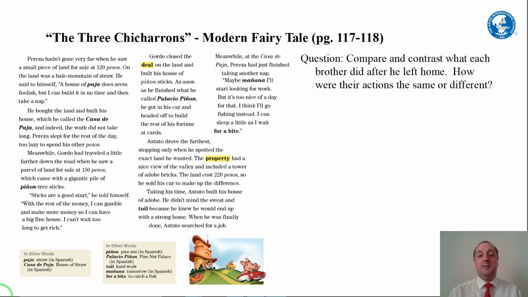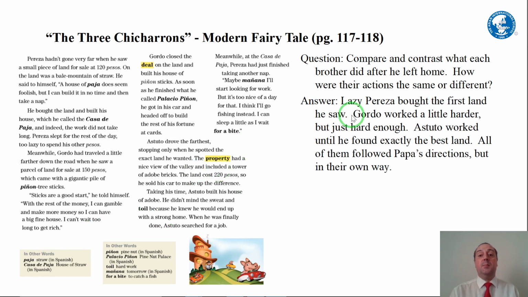Okay, here's my answer. So, lazy Pereza, he bought the first land he saw. He's lazy. He saw something, he bought it. Gordo worked a little harder, but just hard enough. Not very hard. Astuto worked until he found exactly the best land that he wanted. All of them followed Papa's directions. They went out and they bought a house, okay? But they all did it in their own way because they are different characters. So they show their character traits and how they do actions in the story.